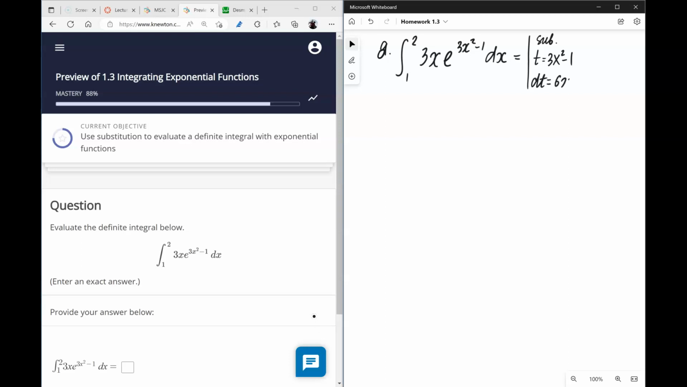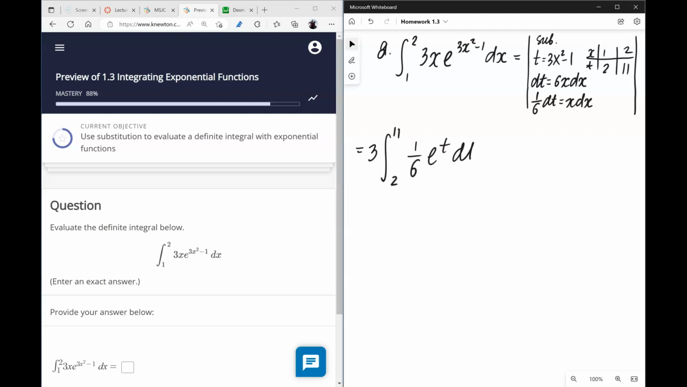dt is equal to 6x dx. 1 over 6 dt is equal to x dx, and I'm going to change the limits. So from x to t, when x is 1, t is 2, and when x is 2, t is 11. So we got 3 times the integral from 2 to 11 of 1/6 e to the t dt.